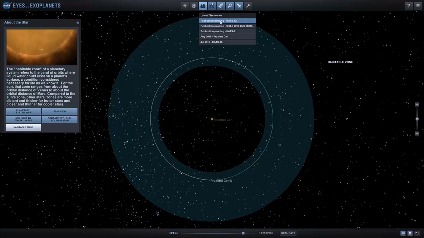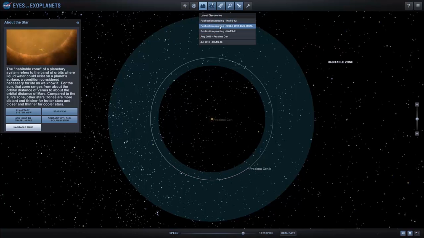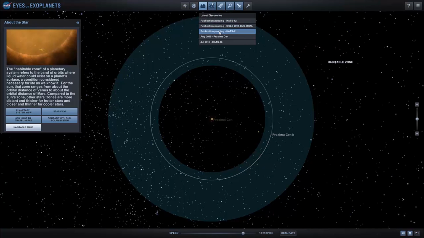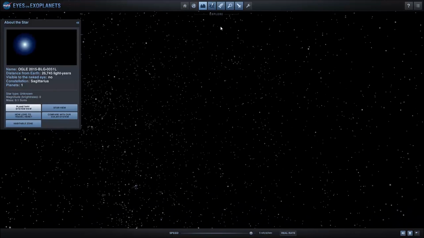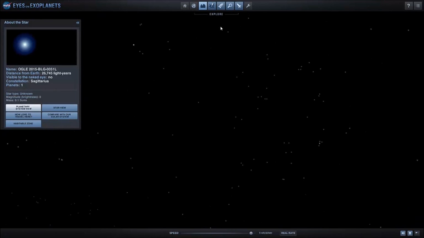And we're going to go through some of these new discoveries, but this is the one I actually want to focus on because this is a pretty cool planet. So let's take a look at OGLE 2015, also known as OGLE-2015-BLG-0051L.